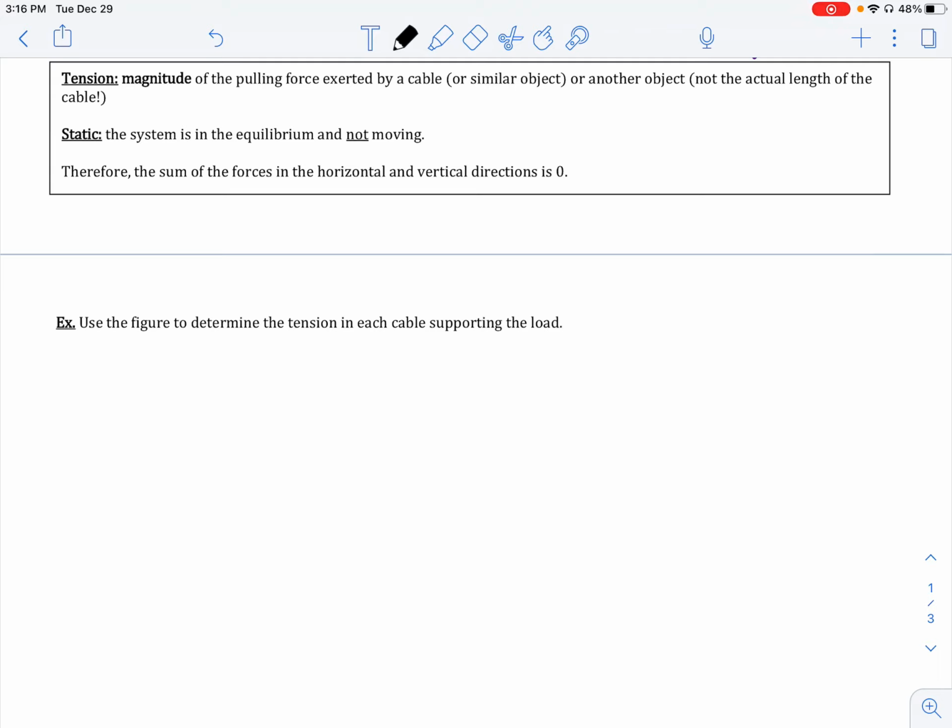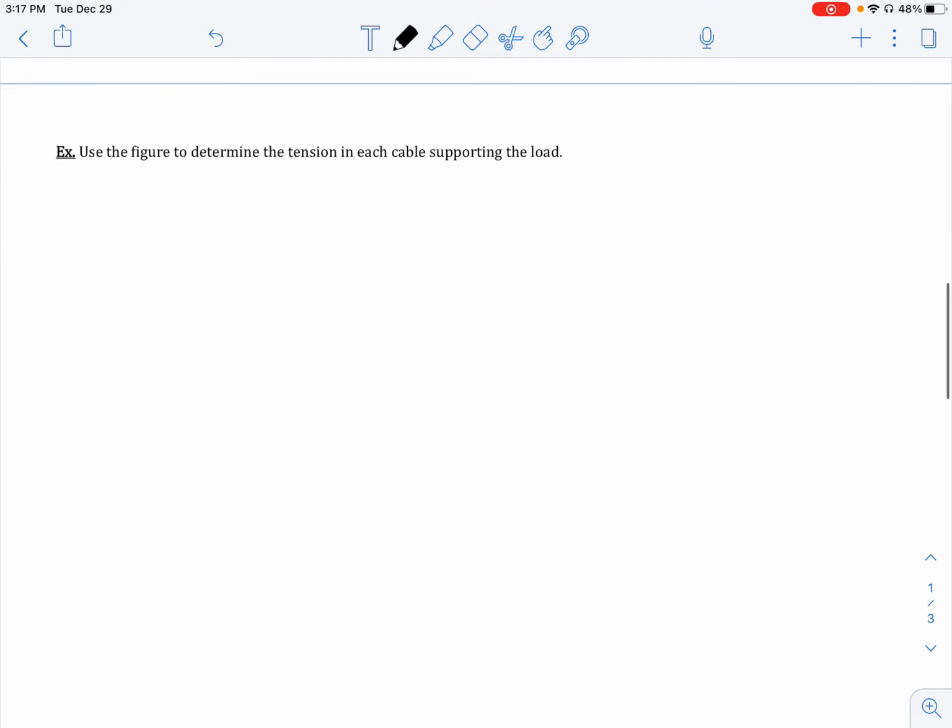If it's not in equilibrium, then you have the object actively being pulled up or that object actively pulling that cable down. But when it's a static system, then the cables are not moving themselves. And when this happens, the sum of the forces in the horizontal and vertical directions is equal to zero. I think it's best if I just dive right into the problem so you can see this laid out in full with actual values and numbers and vectors actually drawn out. So let's go ahead and try this first problem here.